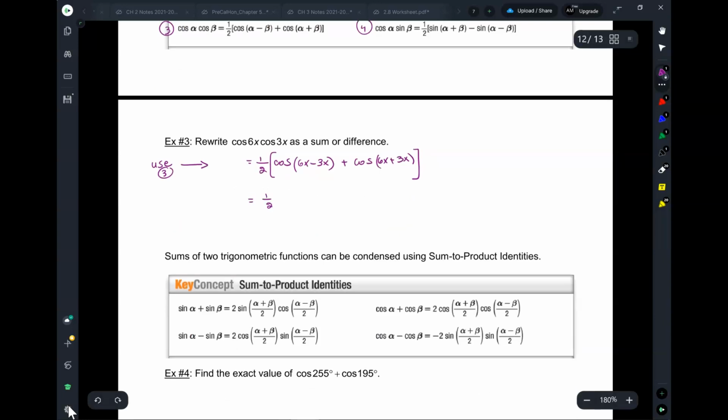1/2 cosine 3x plus cosine 9x, and that's it. You could just leave it like this. You're done. Okay? Isn't that cool?